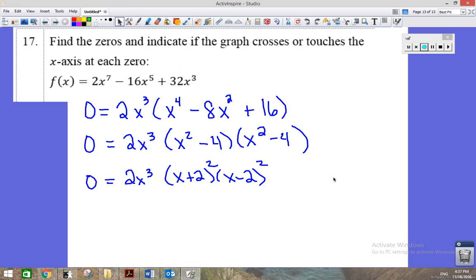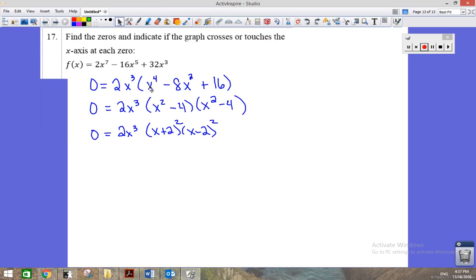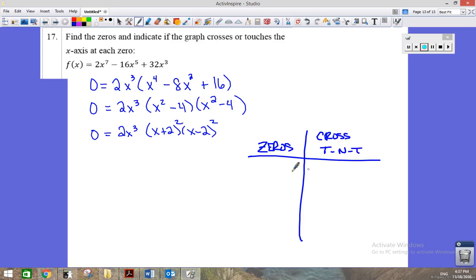So if we make our table, I have my zeros. How does it intercept the x-axis? Is it a cross or is it a touch and turn? That's what we want to indicate here. So if x is 0, then that whole product is 0. And x to the third, the multiplicity is 3, which is an odd number. And when it's an odd number, it intersects the x-axis. It just crosses through it.